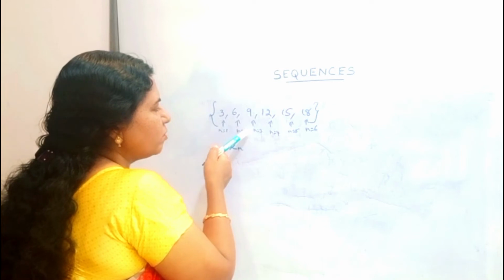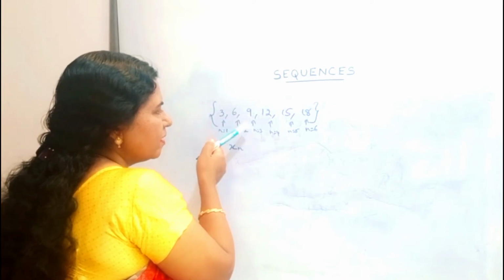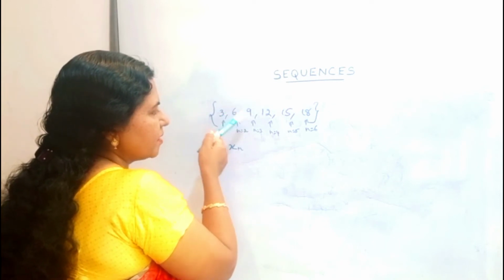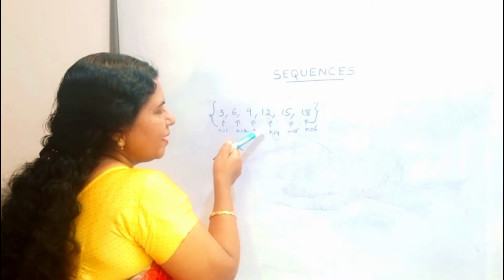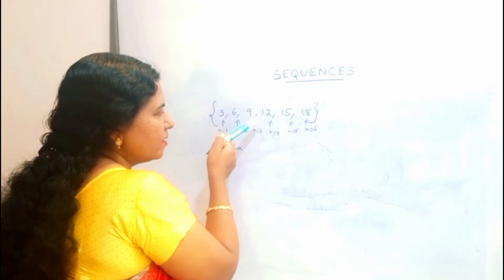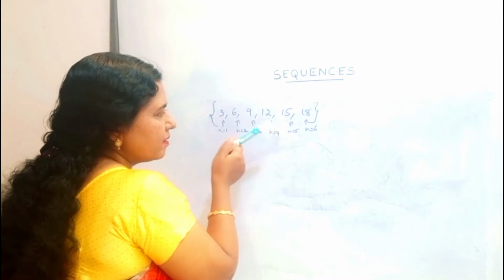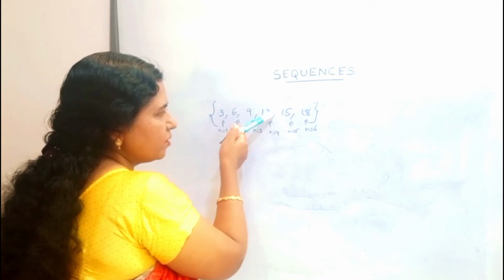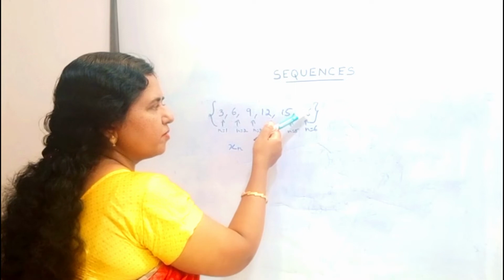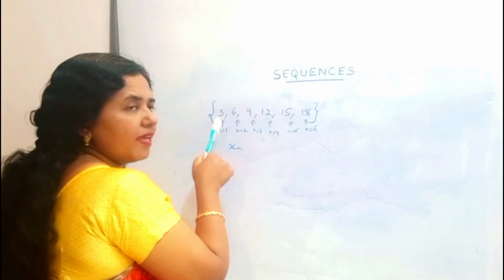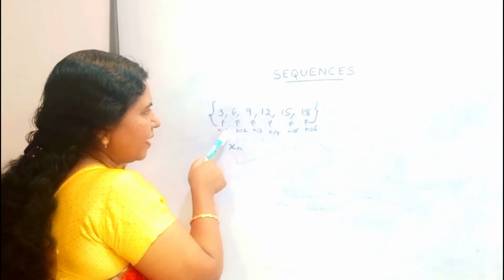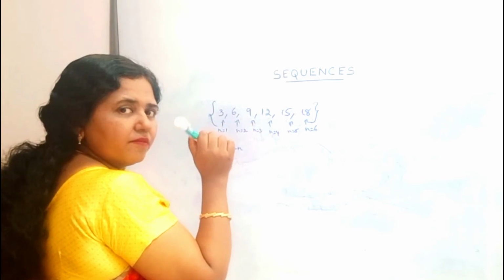When n is equal to 2, we have got 6. 2 into 3, it is equal to 6. N is equal to 3, so 3 into 3, it is equal to 9. And here it is 4 into 3, 12, 5 into 3, 15, 6 into 3, 18. That means 3 is multiplied to the value of n and the corresponding terms we have obtained.